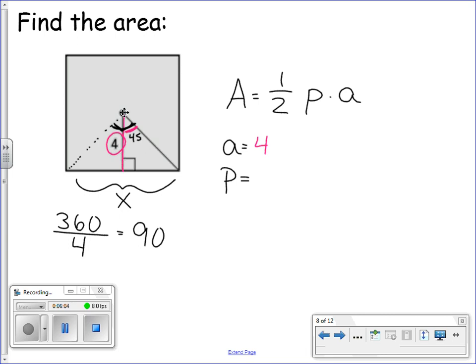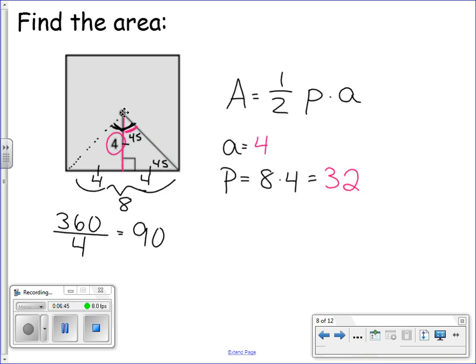If that angle is 45, this angle is also 45. We now have a 45, 45, 90 triangle. If this side is 4, it also means this side is 4. So if you could guess what x is, we add 4 and 4 together. This section right here then is equal to 8. So now to figure out what is my perimeter, 8 times 4, and that is equal to 32.